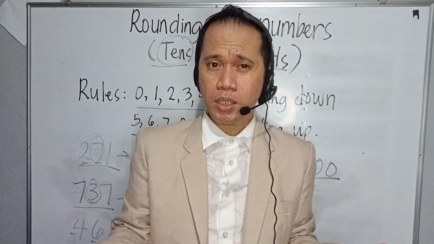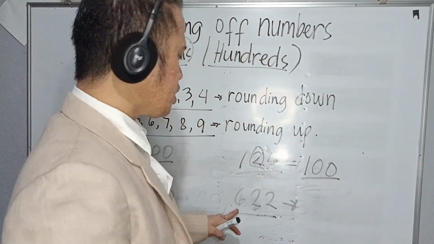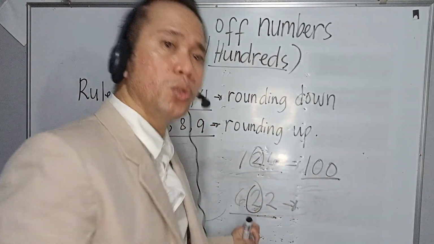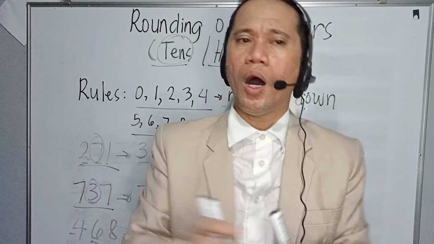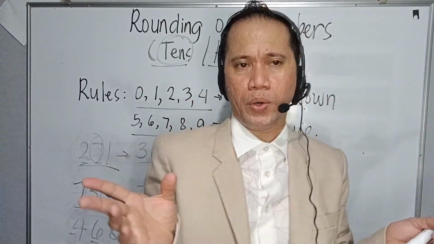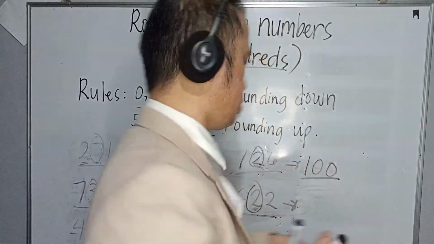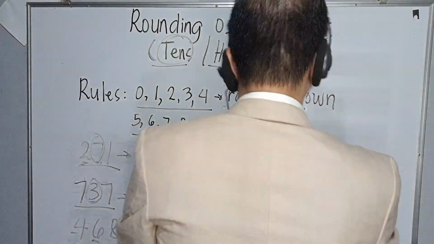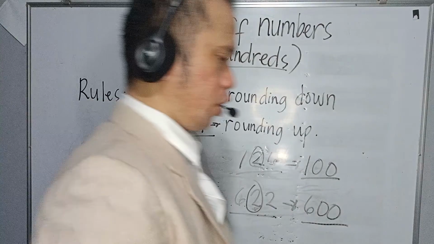Right, my dear students? Next, 622. Since the tens place value is 2 and rounding down, automatically these 2 digits become 0. And then you have to copy the hundreds place value, which is 6. Then that is our answer for today.